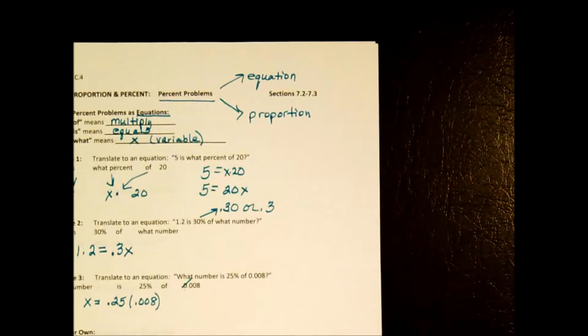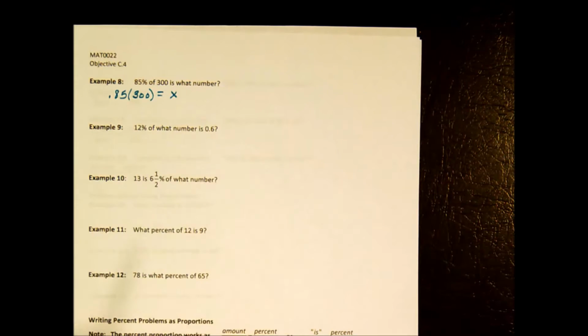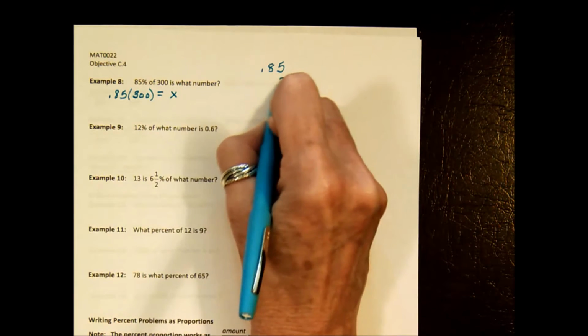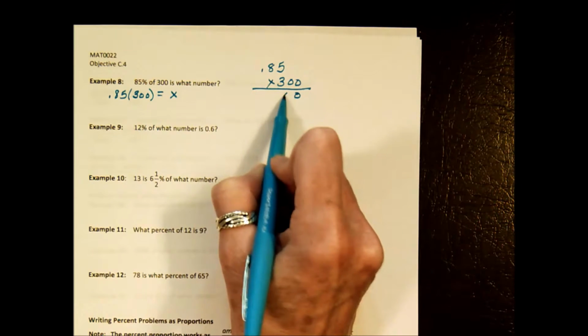Now we're actually going to set some up as equations and work them. So starting with example 8 on the second page of your notes, let's set them up first and then do the work. It says 85%, so 0.85 of, multiply, 300 is what number? This is another one where I just have to multiply. So 0.85, there's 2 zeros that I can hang over. It's such a great shortcut. Bring those zeros down and multiply.